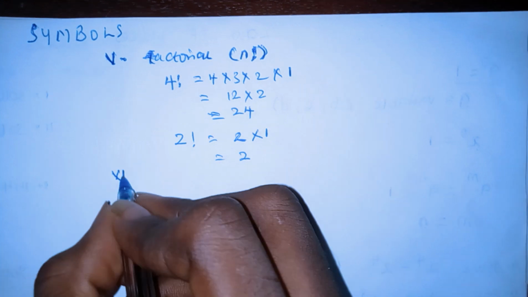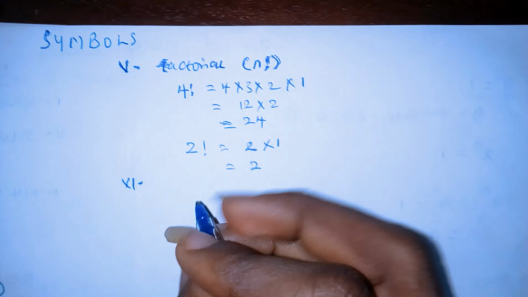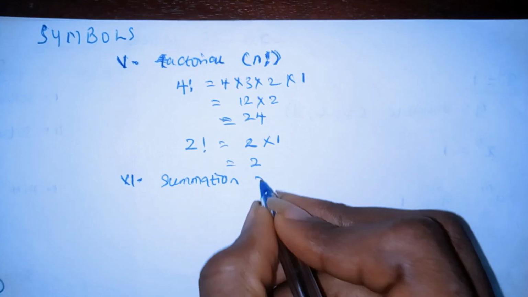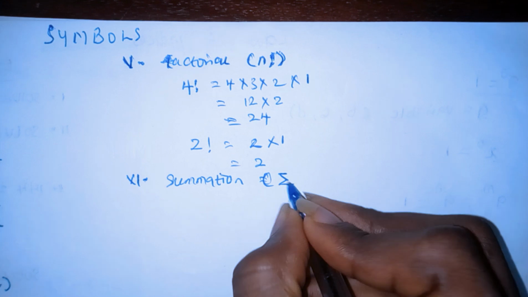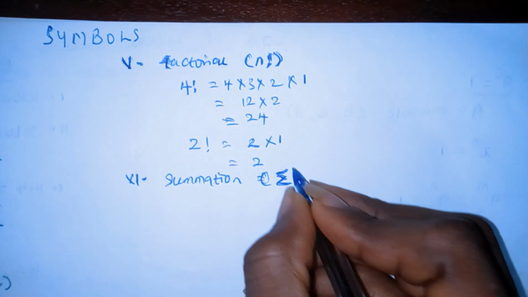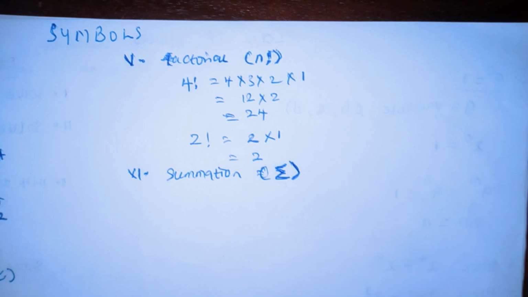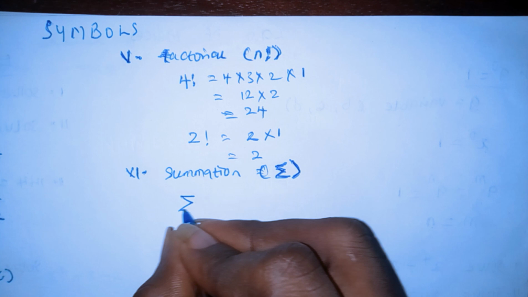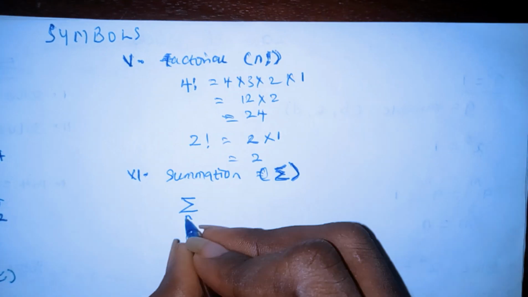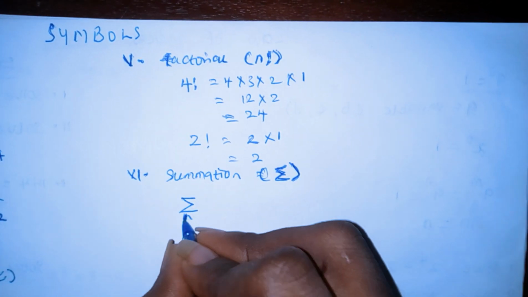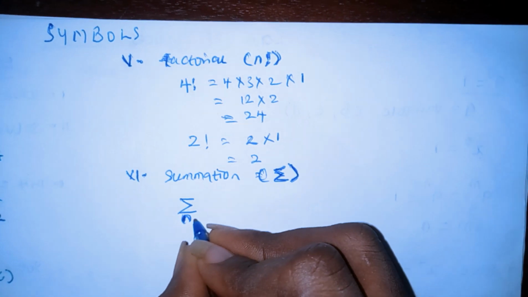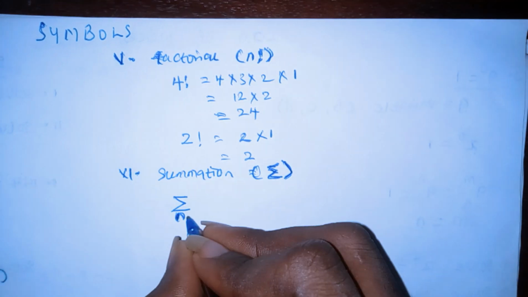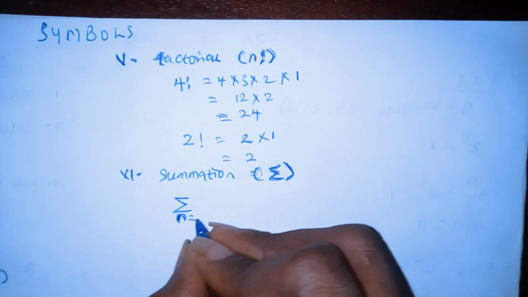Let me go to the sixth symbol I have here. The sixth symbol I have here is summation, which is having this thing. Summation means sum all together. It usually has this thing, n, and the normal way is like n is equals to 0 here.